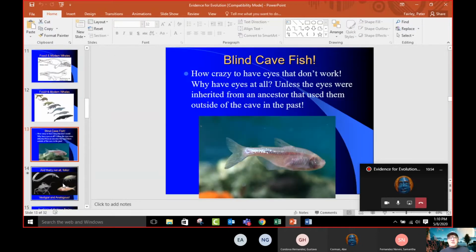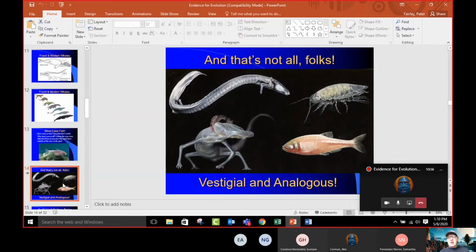At any rate, we talked about the blind cave fish and the other creatures that live in caves that are blind.